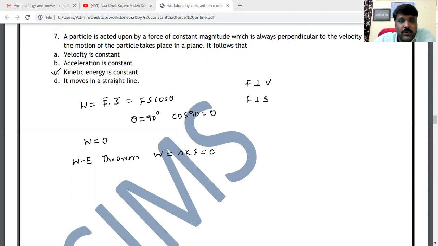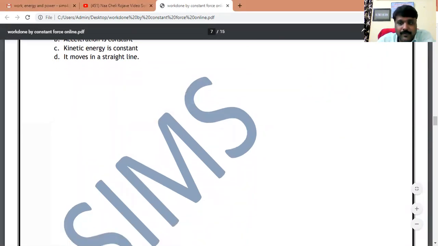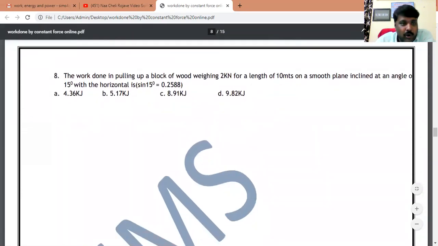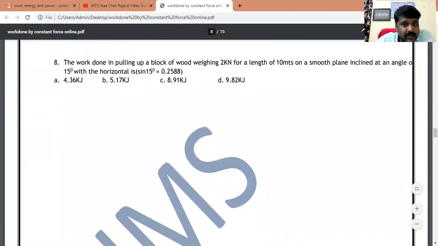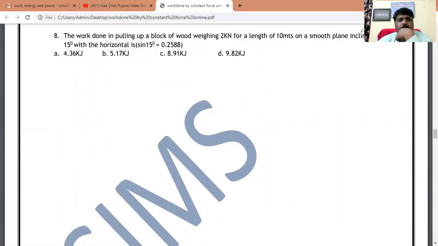Okay. Let us move on to the next question here. Wow, we have come to a very beautiful question. The work done in pulling up a block of wood weighing 2 kilonewton for a length of 10 meters on a smooth plane inclined at an angle of 15 degrees with the horizontal is.